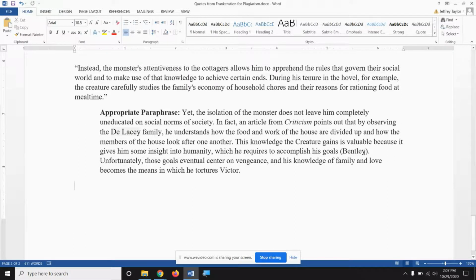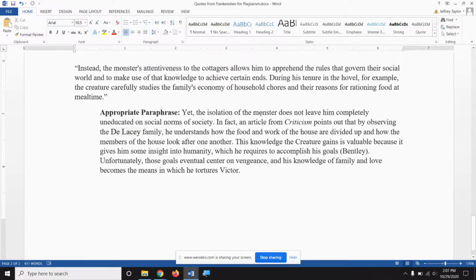Now I've got the clear boundary marker. And what's nice about that is it shows the three parts of your paragraph you need. You've got the setup, you've got the evidence provided, and now we have the tie-in. Unfortunately, those goals eventually center on vengeance, and his knowledge of family and love becomes the means in which he tortures Victor. So, again, that would be an acceptable use of a paraphrase.